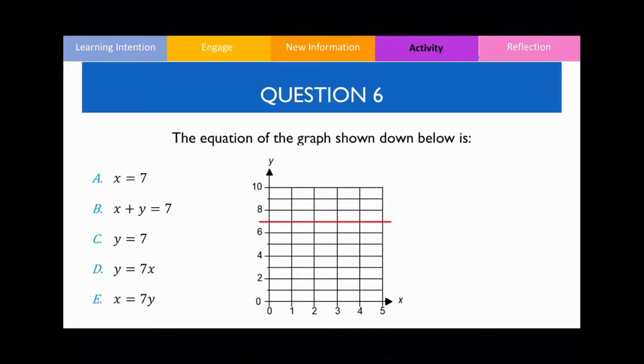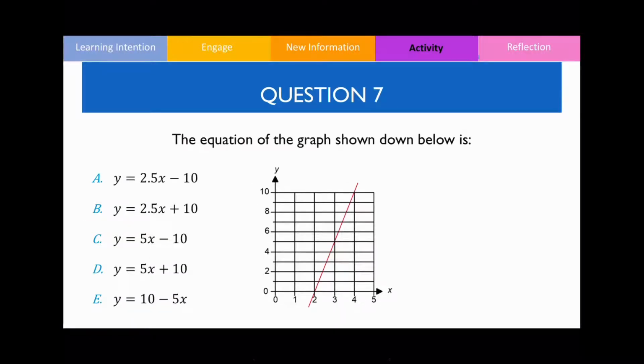For question 6, the equation of the graph shown down below is, in this particular example over here, because you don't really have a gradient at all, gradient is equal to 0, you're not really rising, so your equation is going to be in the form of y is equal to a constant. In this case, it's going to be y is equal to 7.